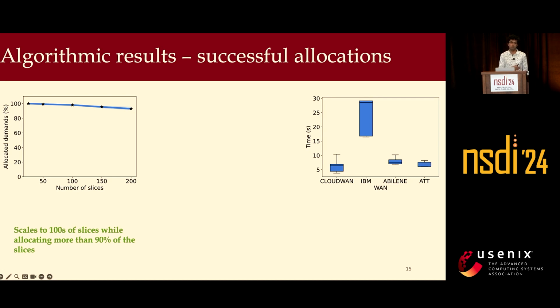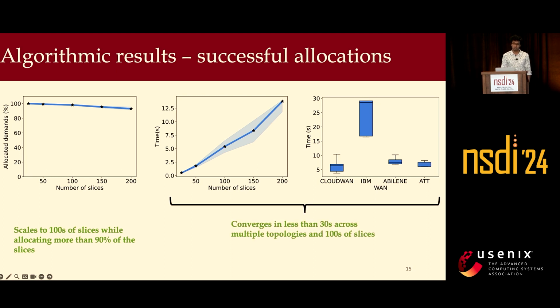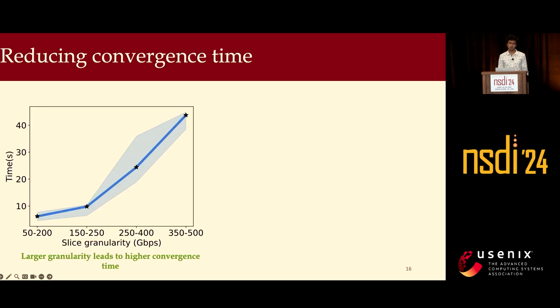We wanted to see how general our algorithm is, so we borrowed some open source topologies and ran the same experiment on that, and we show that on all these topologies we converge pretty quickly, in less than 30 seconds for 200 slices. And on Microsoft's particular network, we show that for around 200 slices, we take less than 15 seconds to converge.